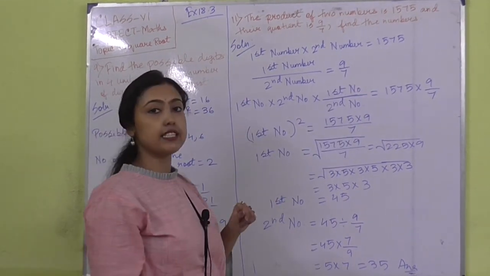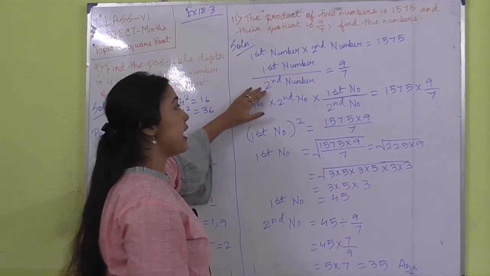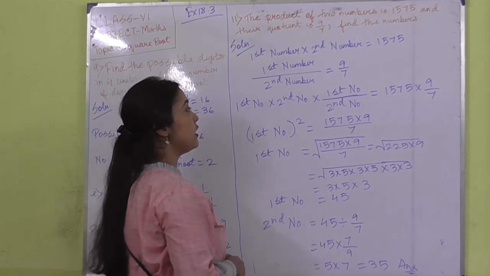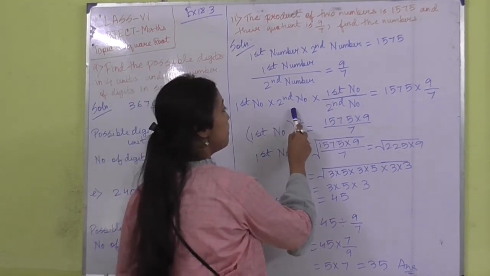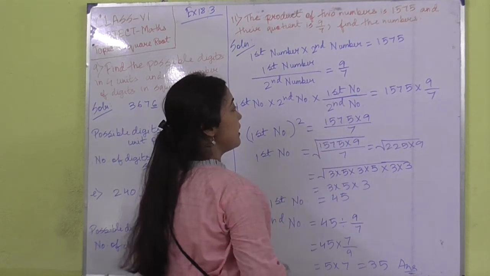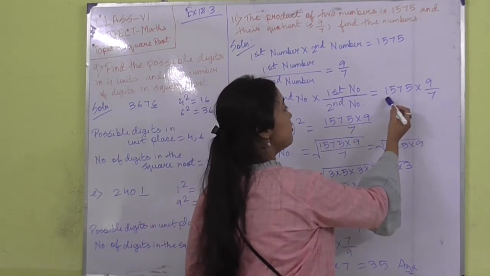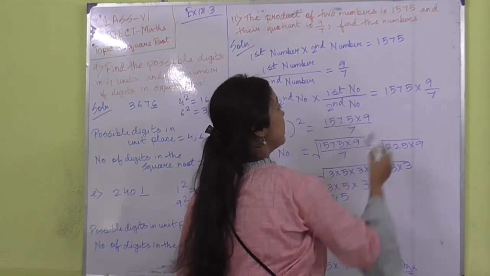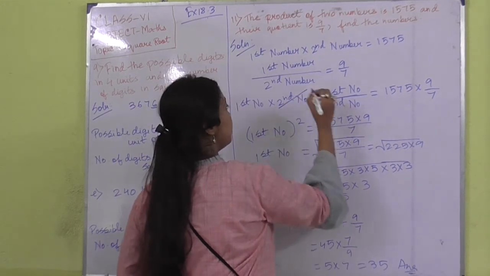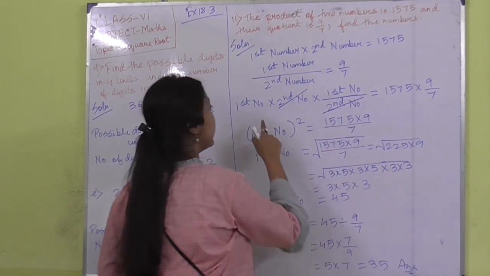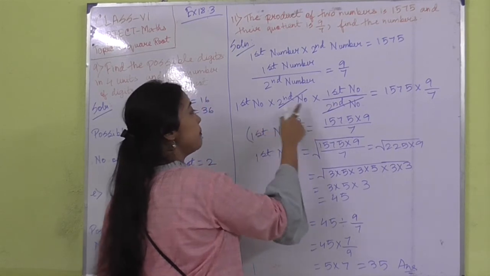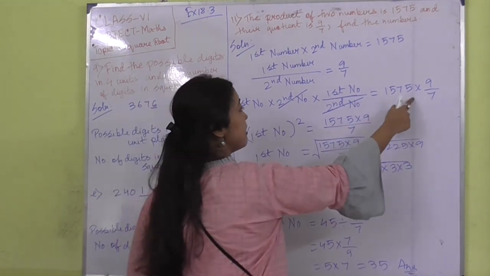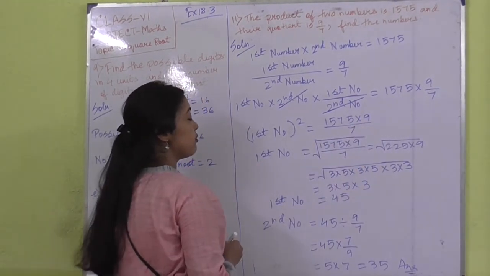Next, the quotient is given as 9 by 7. So we write first number by second number is 9 by 7. Now if we multiply these two, that is first number into second number into first number by second number, we will get 1575 into 9 by 7. Now the second number and second number cancel out. We are getting first number into first number, which we can write as first number square.